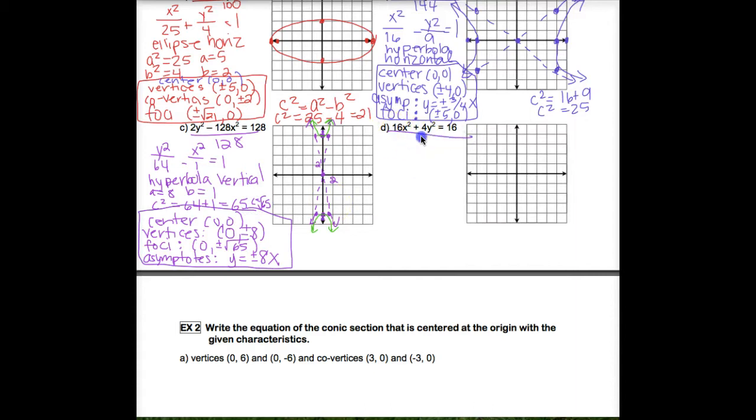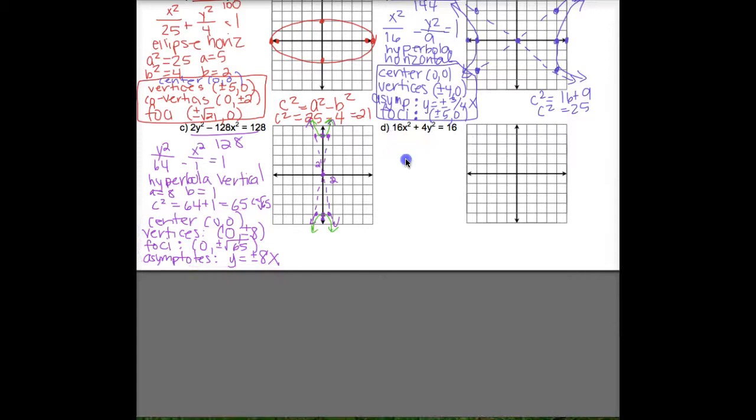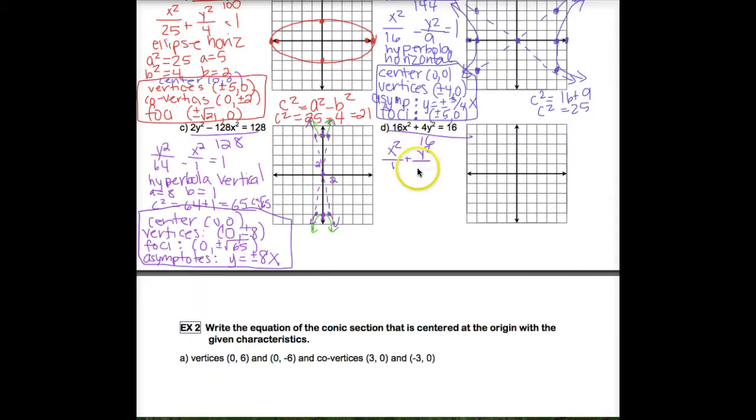All right, divide everything by 16 on this last one. It's going to give me x squared over 1 plus y squared over 4 equals 1. So it's a plus, which means it's an ellipse. The bigger number is under the y, so this one is vertical. So my a is always the bigger number. Since a squared is 4, a is 2, b is going to be 1. C squared equals a squared minus b squared, so 3, which means c is the square root of 3.